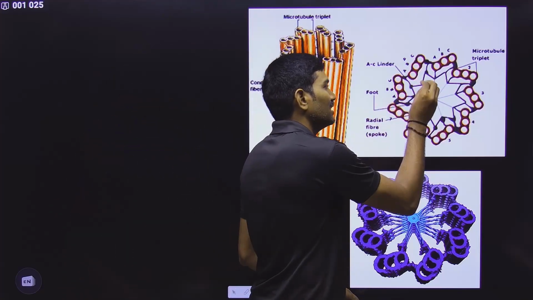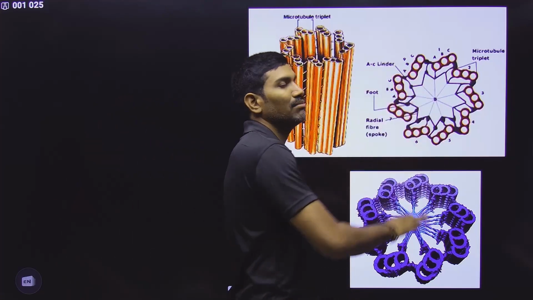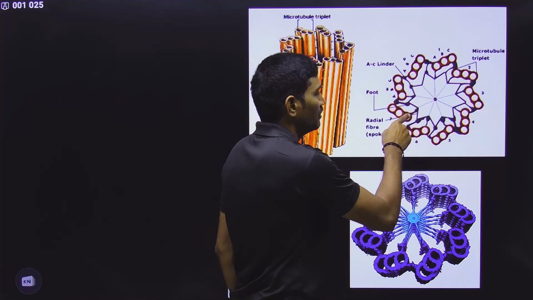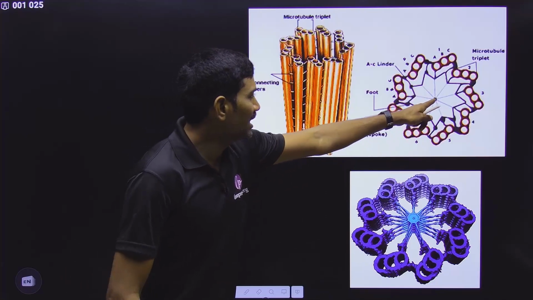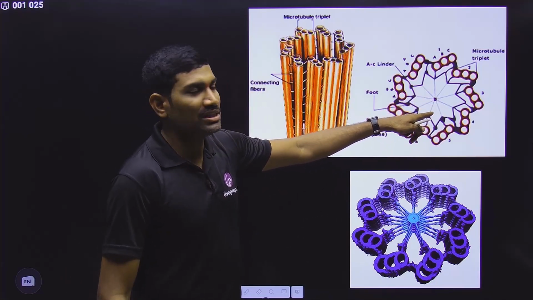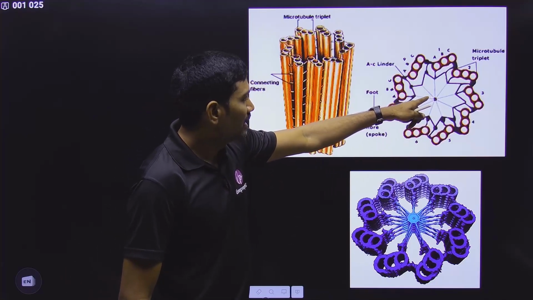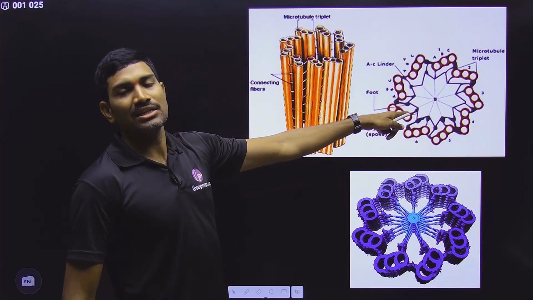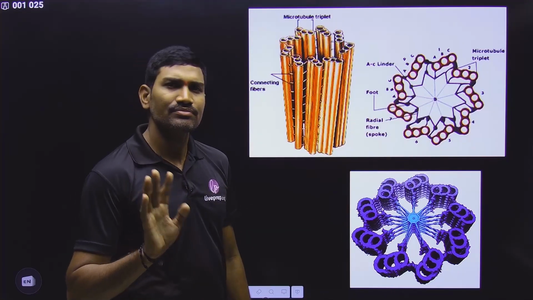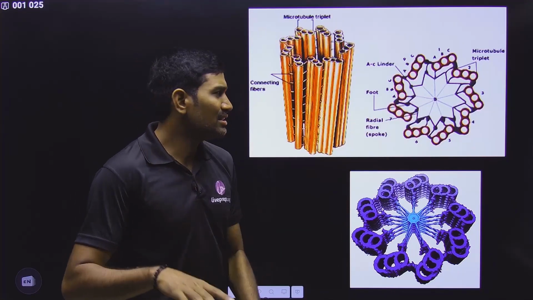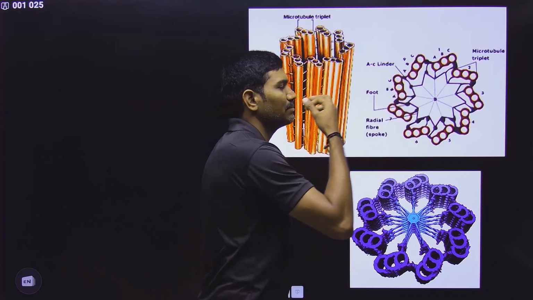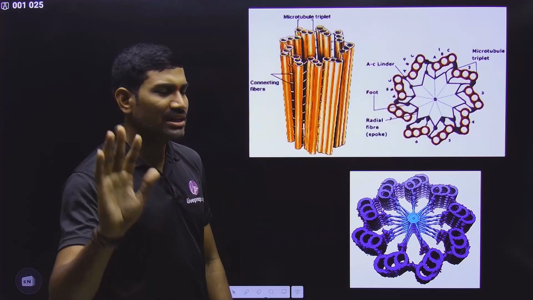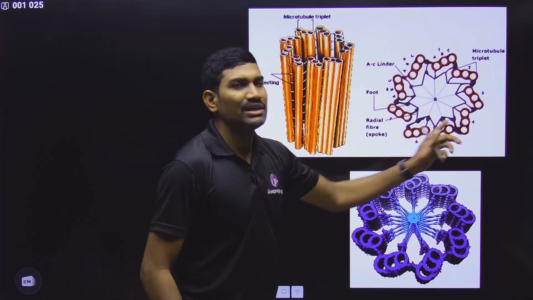At the center there is a protein mass, called the hub. And directly from the hub, these peripheral triplets are connected by radial spokes. These are also protein strands. So there is a central hub, and through the radial spokes it is connecting to the peripheral triplets. At this level they have given only this information, but X, Y and some other things are also there, but they are not needed for examination. So leave it. This is how it is connected.